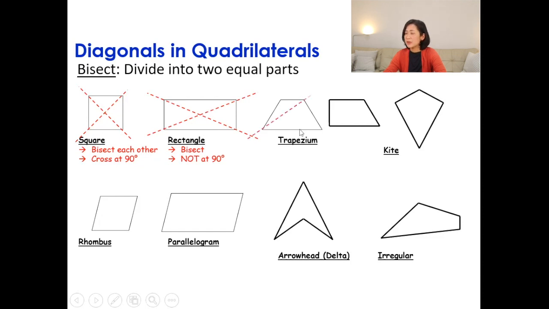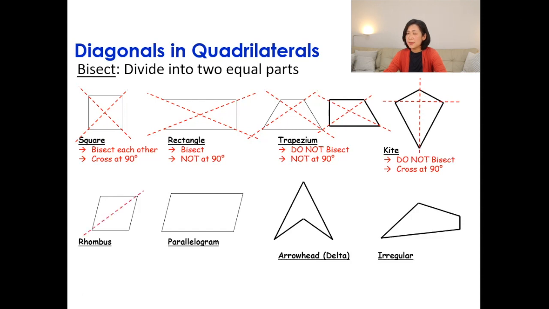Then isosceles trapezium. So trapezium diagonals do not bisect the parts and they do not meet at right angles. Kite diagonals are perpendicular lines. They meet at a right angle, but one of the diagonals bisects, while the other one does not. So that's why it does not bisect.